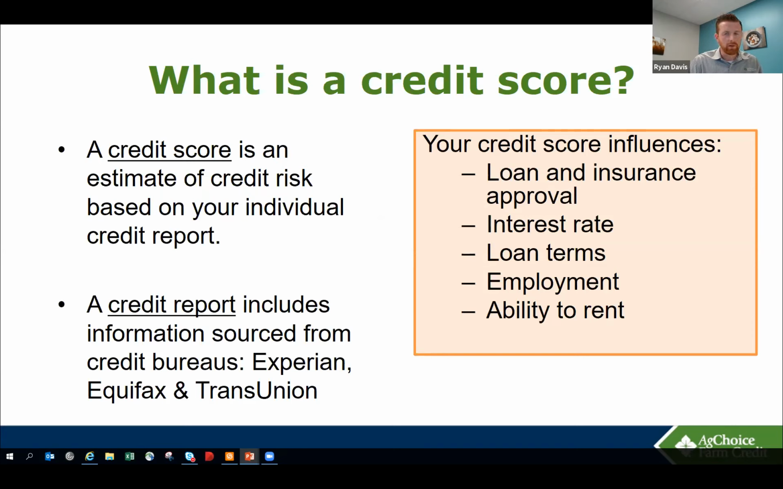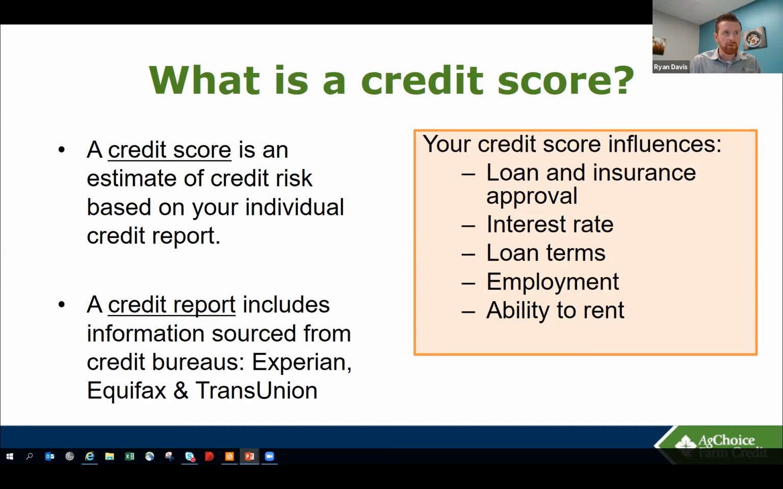The credit report includes information sourced from the 3 major credit bureaus, which are Experian, Equifax, and TransUnion. And they basically are a snapshot of your payment history on accounts and how you've managed your credit. Credit score really has a lot of impact on a lot of aspects of life.